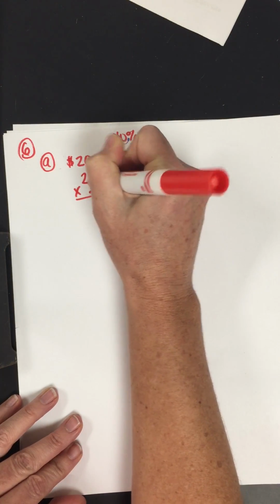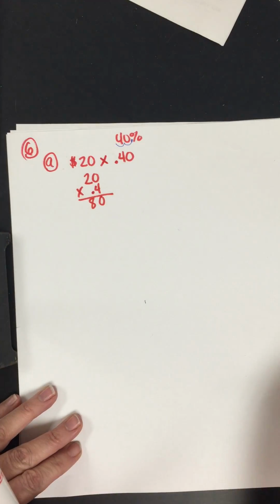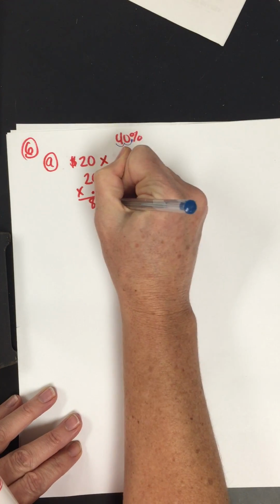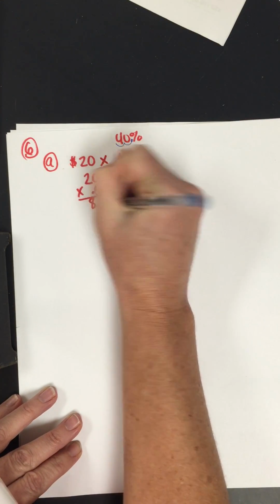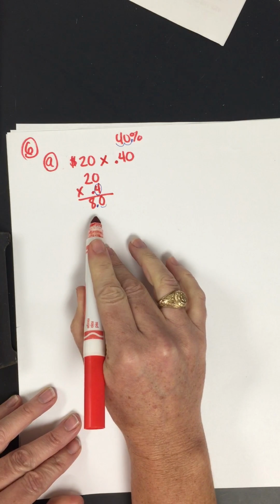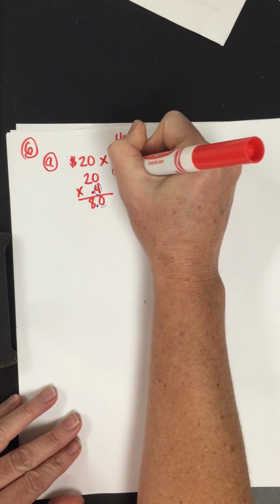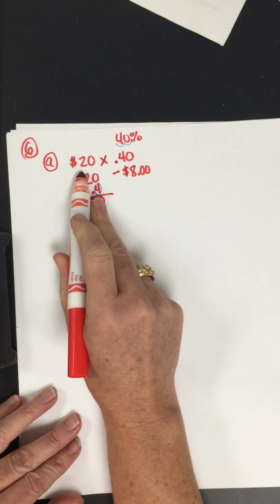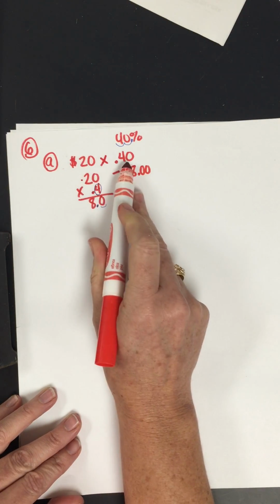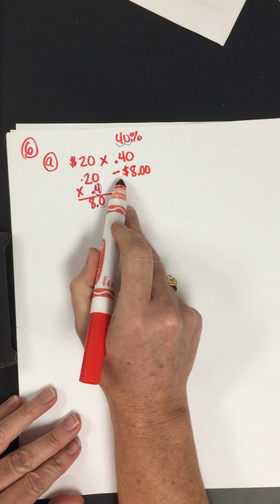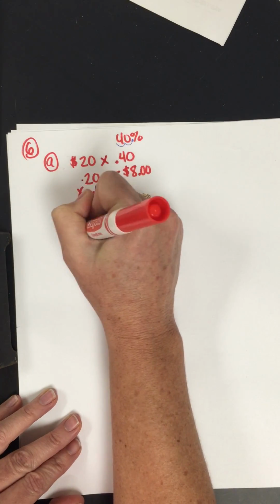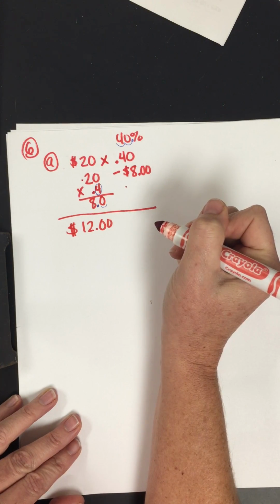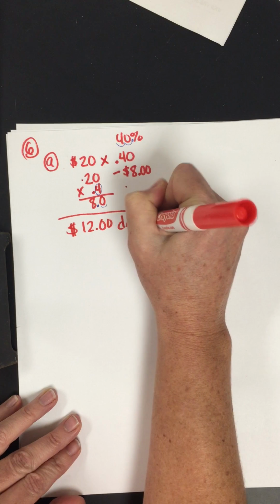4 times 0 is 0, 4 times 2 is 8. And now I have 1 place to the right, so I need to have 1, and I end up with 8.0. What that tells me is that the 40% off is like taking away $8. So if it originally cost $20 and it's 40% off, $8 off, then that means that this shirt is $12. And which shirt was that? It says that the doggy shirt. So this is the doggy shirt.